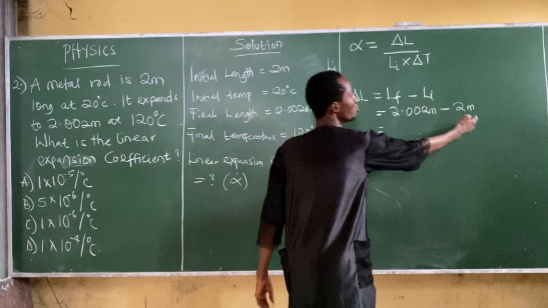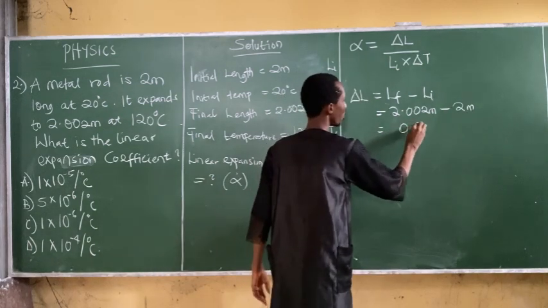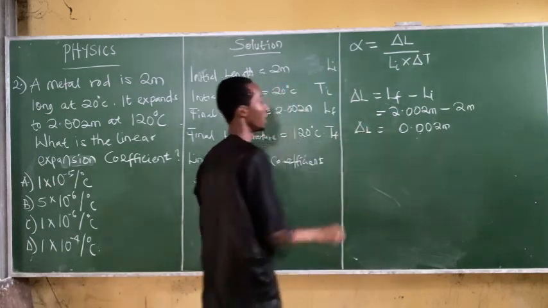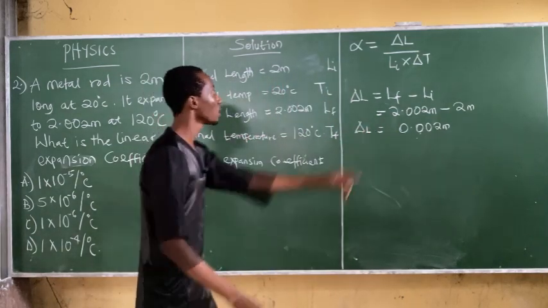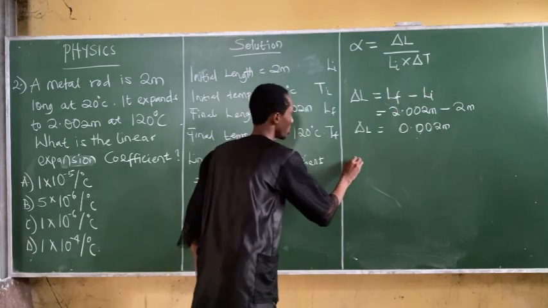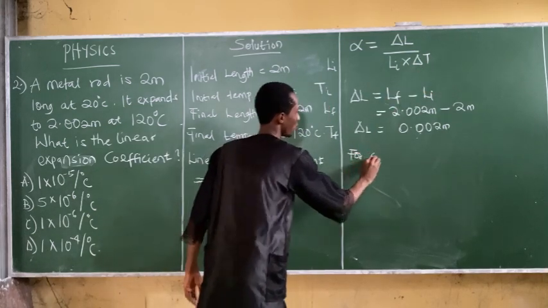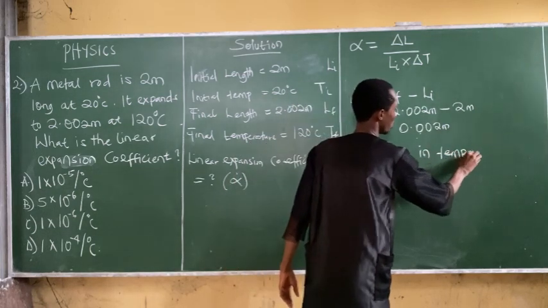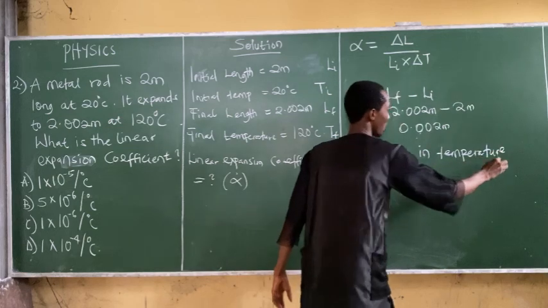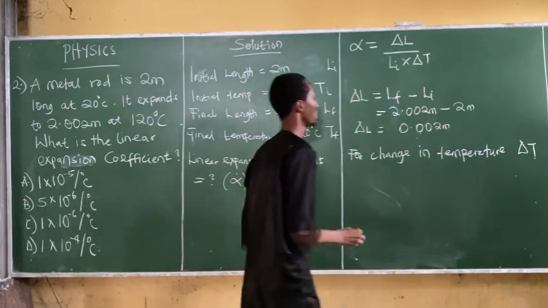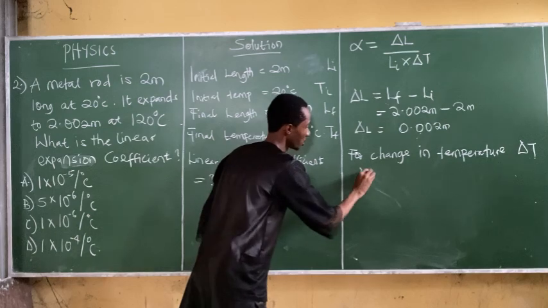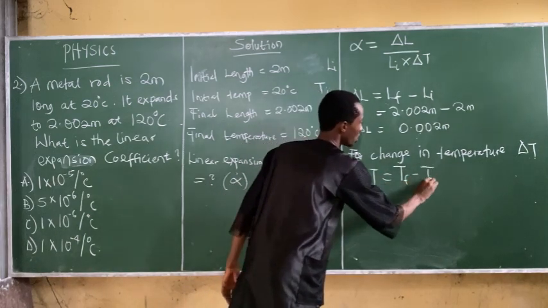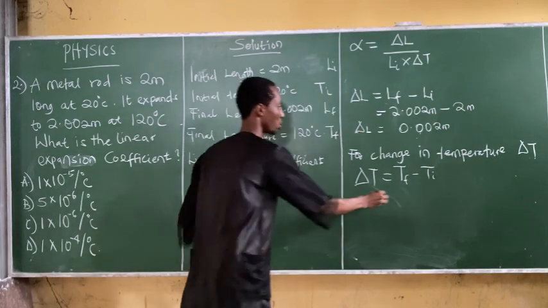2.002 meters minus 2 meters will give us 0.002 meters. This is our change in what? Length. For change in temperature, that is, we have that change in temperature is equal to the final temperature minus the initial temperature.